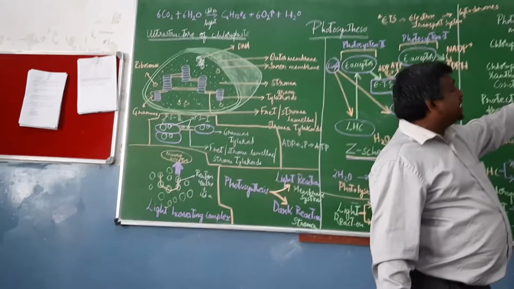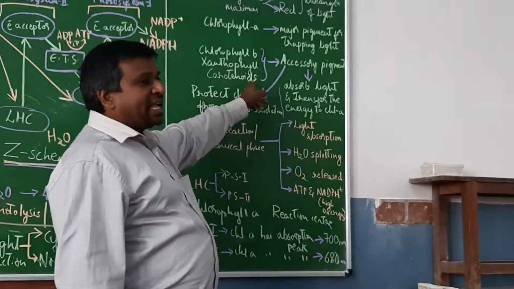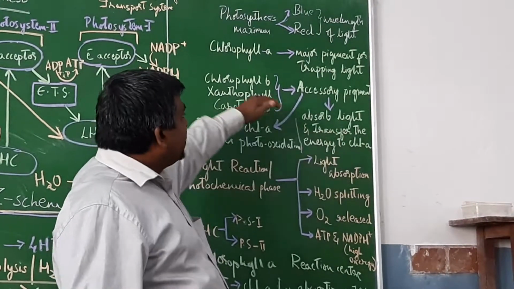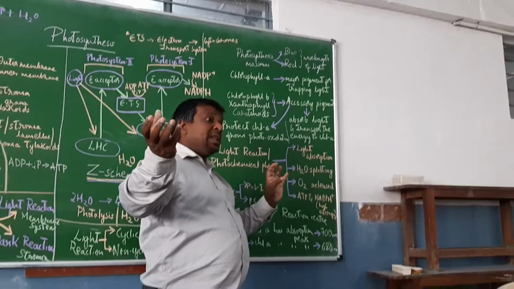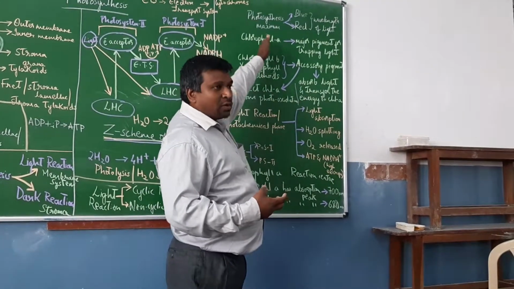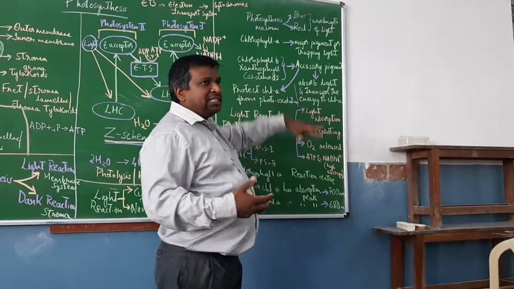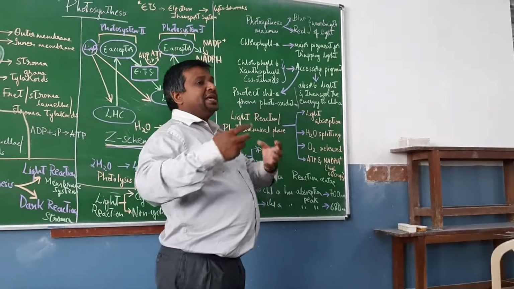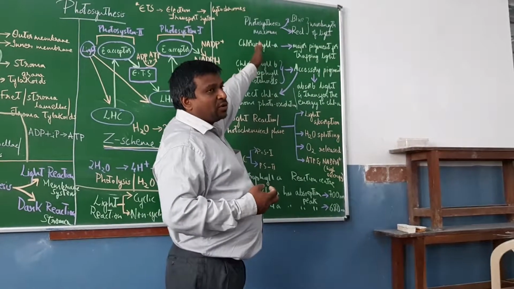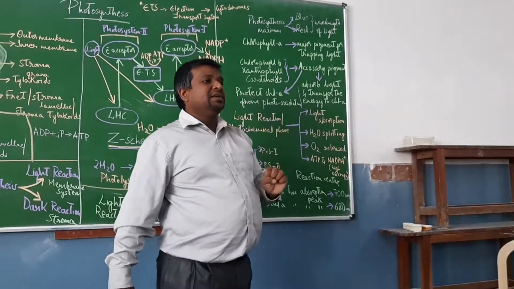Chlorophyll A is the major pigment for trapping light, and chlorophyll B, xanthophyll, carotenoids are all accessory pigments, which are going to absorb light at different wavelengths, and that energy which is obtained will be forwarded to chlorophyll A. But chlorophyll A is the major pigment which traps light.